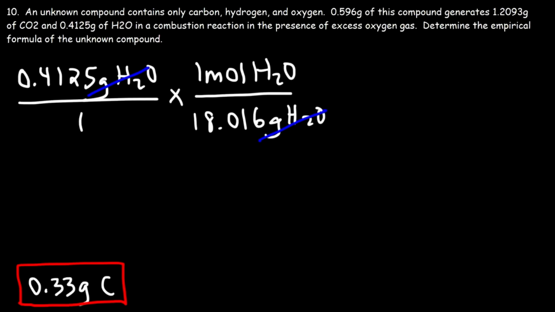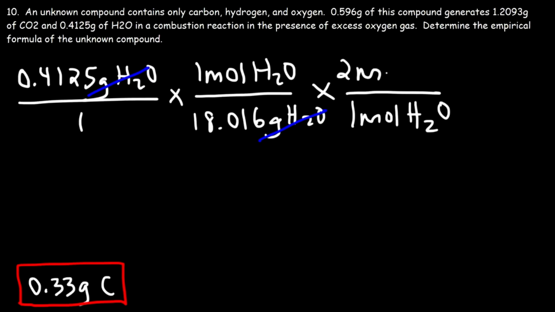Now, in the next step, we need to convert from moles of water to moles of hydrogen. Now, notice that there's 2 atoms of hydrogen in 1 water molecule. So there's 2 moles of hydrogen for every 1 mole of H2O. It's a 1-to-2 ratio.